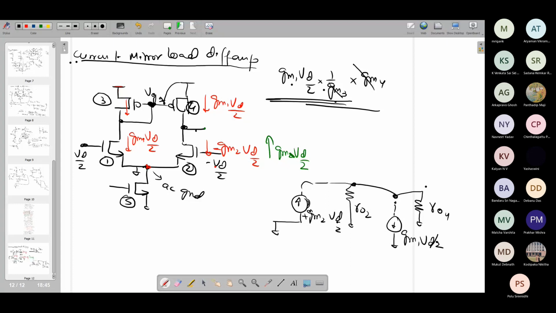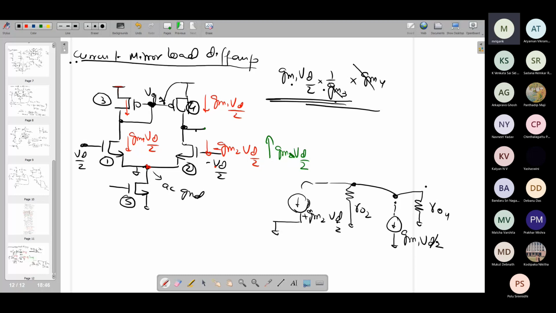So in other words, what I was talking about is you have an overall current flow, which is gm VD by 2 into the drain, the source to drain of M4. So this is gm VD by 2, and you had basically from the drain to source. So actually the earlier current direction was gm VD by 2, gm VD by 2 with a minus sign from the drain to source of this.